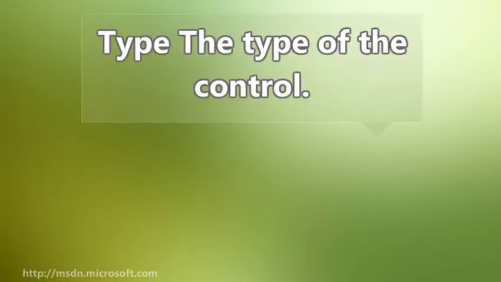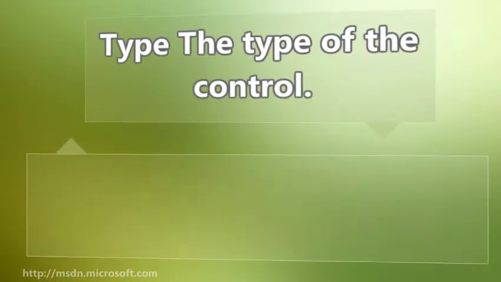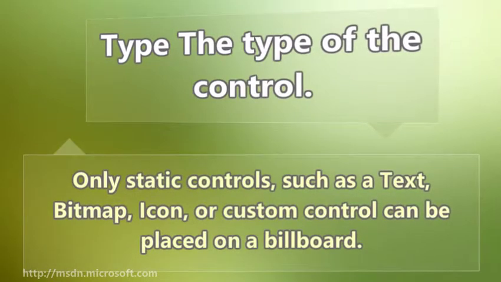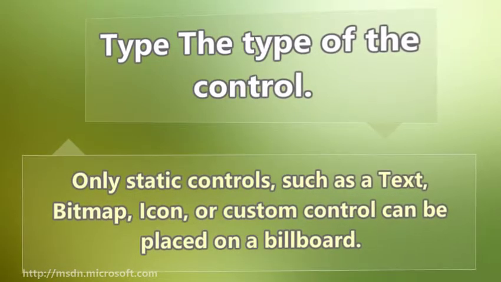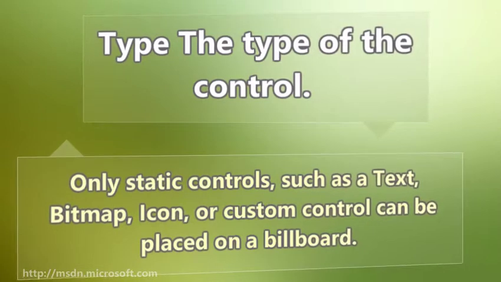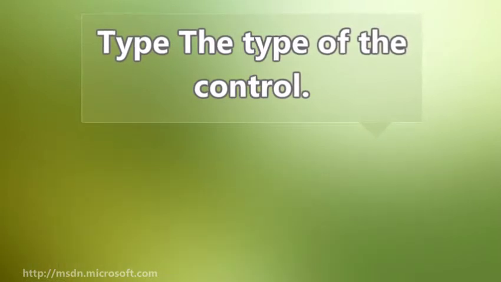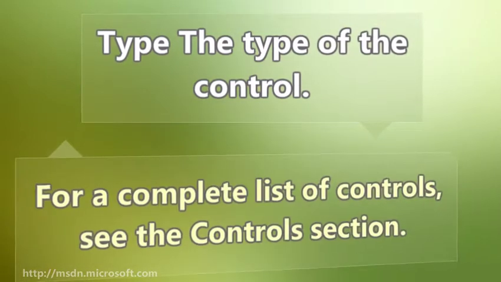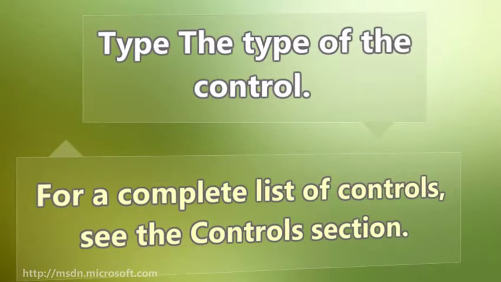Type: the type of the control. Only static controls, such as a text, bitmap, icon, or custom control, can be placed on a billboard. For a complete list of controls, see the Controls section.